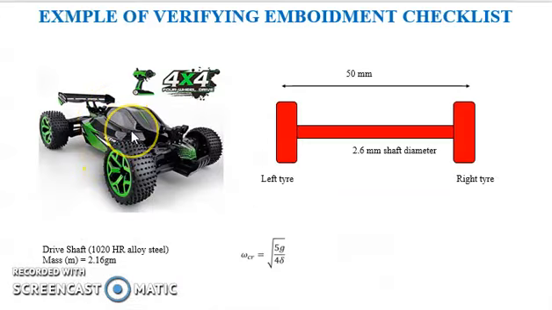Let us take an example of radio-controlled RC toy car. The car is electric driven and can emulate a full-scale on and off-road vehicle on a small scale. The speed and the steering of the car is controlled by a transmitter and it is powered by cell batteries. Let us apply the embodiment checklist presented in the previous slide to this car.